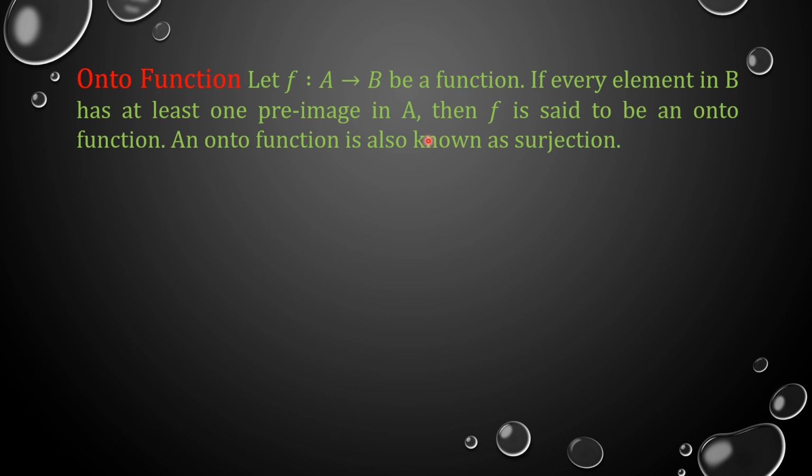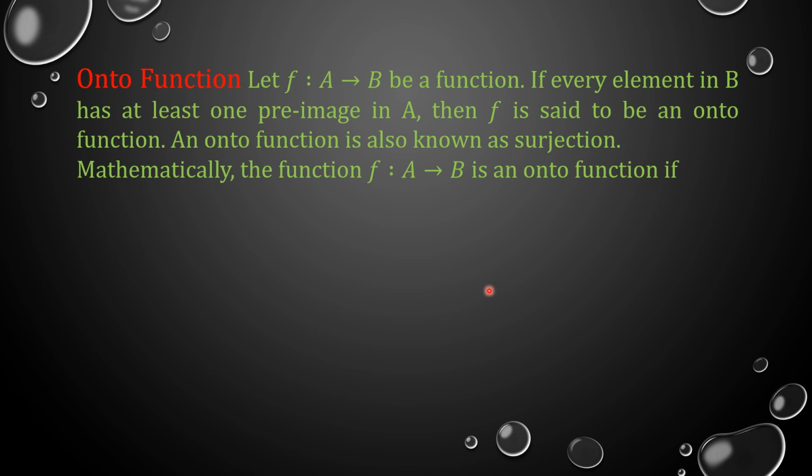That means there is no such element in the codomain set that is free from connection. Then it is an onto function. So then f is said to be an onto function. An onto function is also known as surjection. I already told you.